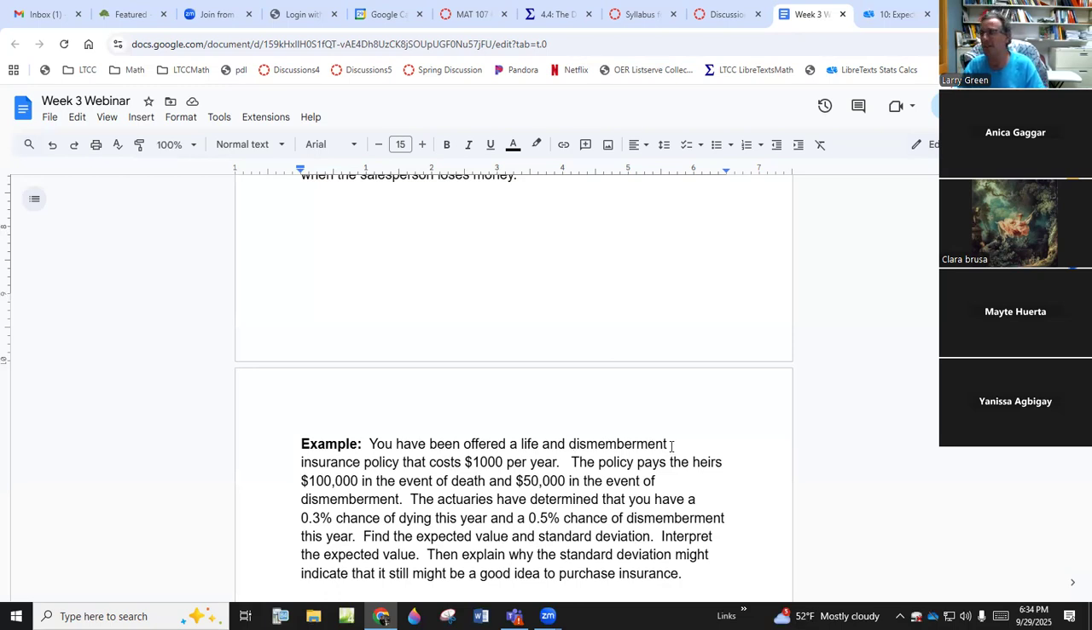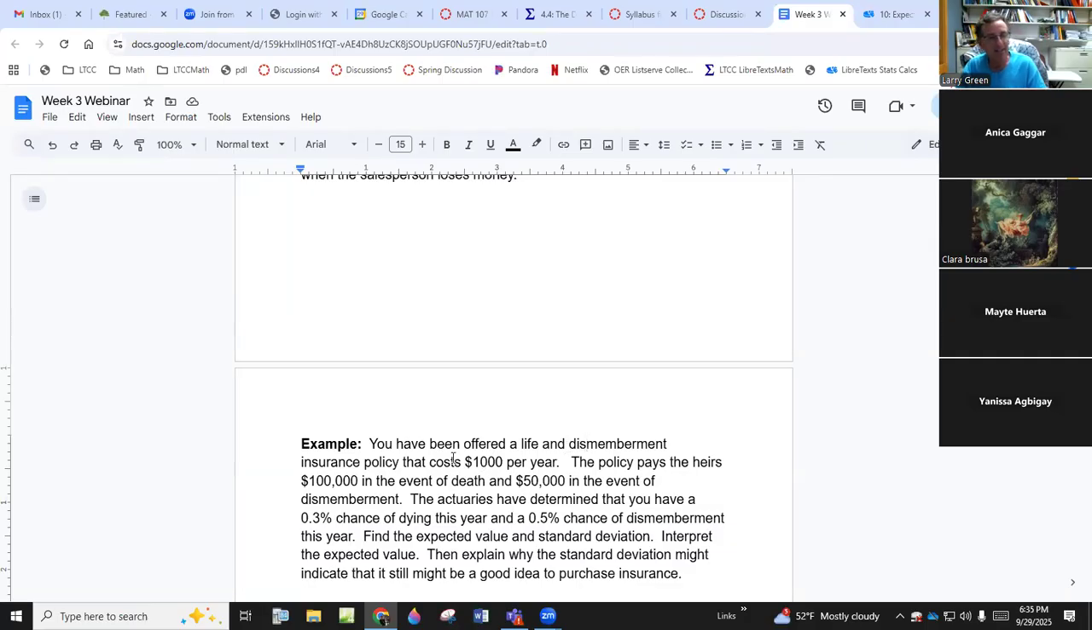It's depressing, by the way. Dismemberment would be like you get in a car accident and your arm gets chopped off. It really sucks, but it's better than dying. So you don't die, but you have some really awful physical damage to your body.